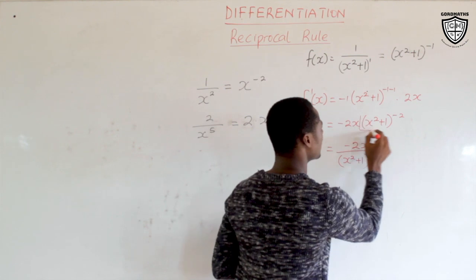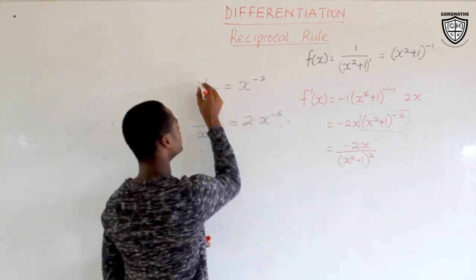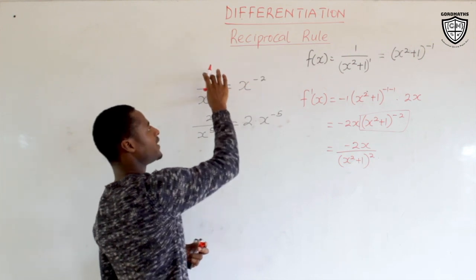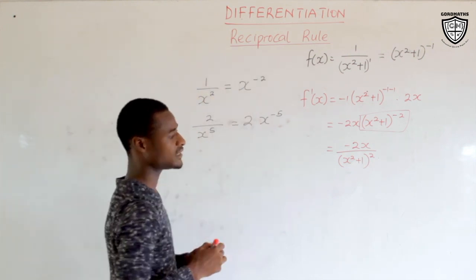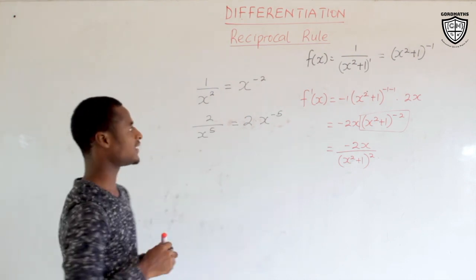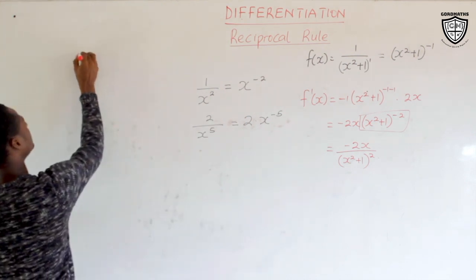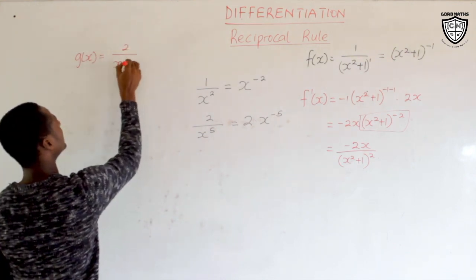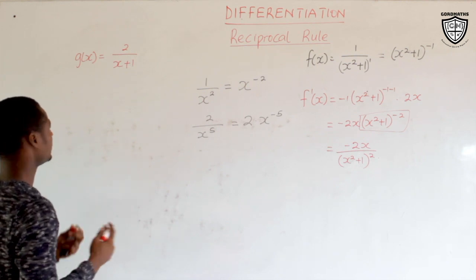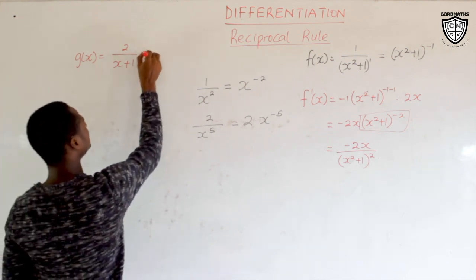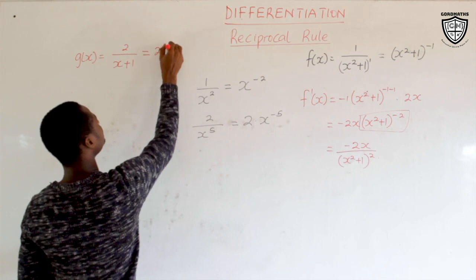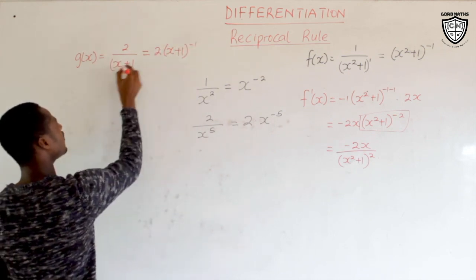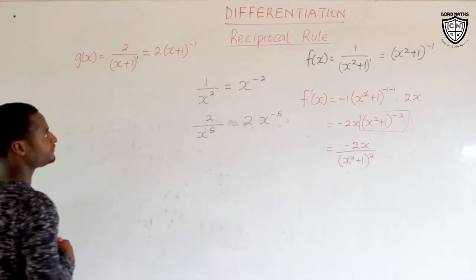And this is also an application of the same reciprocal rule. When we have this, we can write it in this form, and when we have this, we can also write it in that form. Let's take another function. Say g of x is equal to 2 over x plus 1. Then this can be written in the reciprocal form as 2 times (x plus 1) raised to the power negative 1. That is, all this is raised to the power 1.